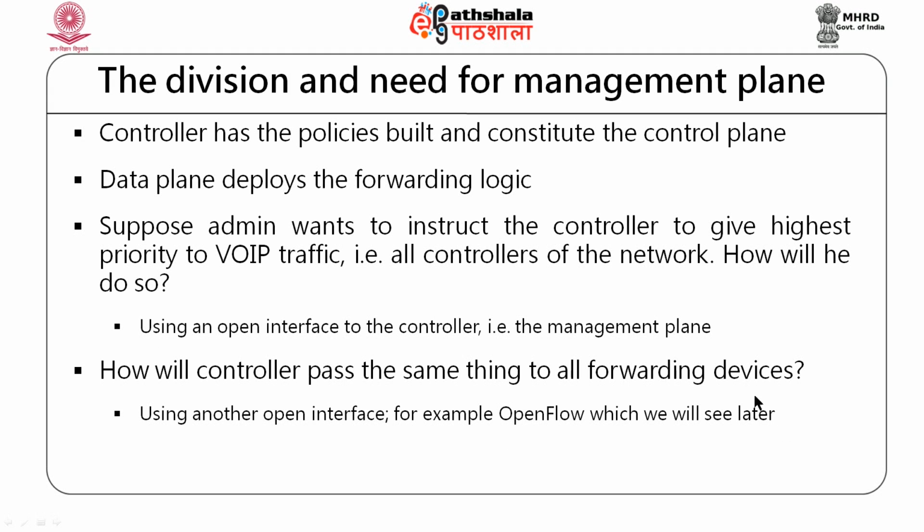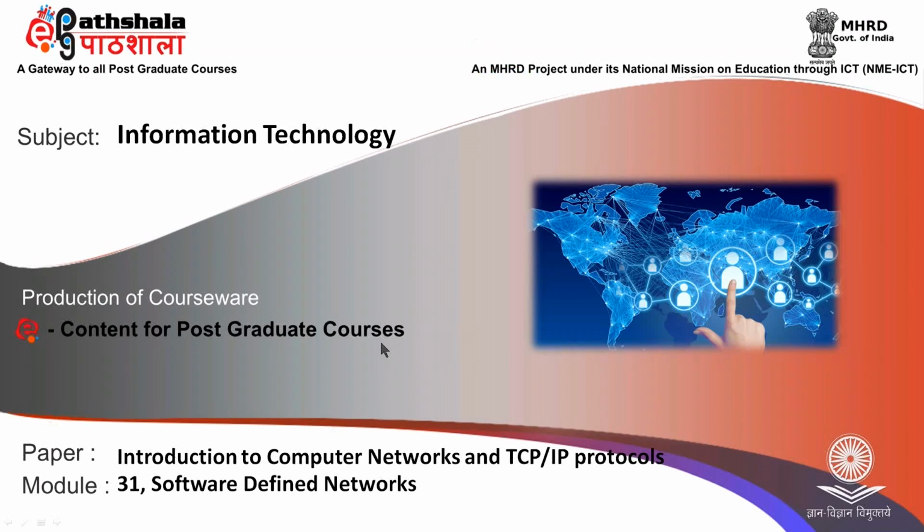The controller will talk to the switch using something called OpenFlow. This is the most common, and there are other solutions also. But we have two common open interfaces: one from the management plane, the network applications that talk to the controller, and the other from the controller to the forwarding device. We need two interfaces, not one, and we will talk about both of them in a little more detail in the next module.